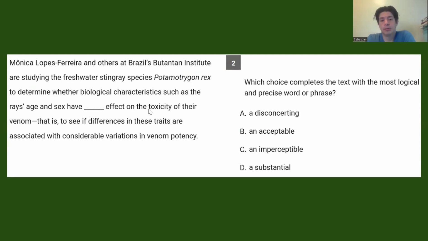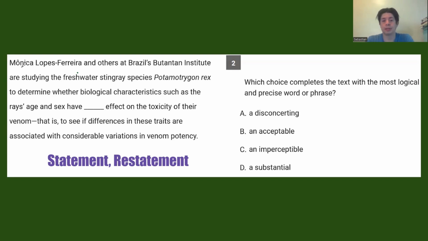Monica Lopez Ferreira and others at Brazil's Butantan Institute are studying the freshwater stingray species Potamotrygon rex to determine whether biological characteristics such as the ray's age and sex have blank effect on the toxicity of their venom. That is, to see if differences in these traits are associated with considerable variations in venom potency. Okay. And which choice best completes this one? So what we'll do here is we have disconcerting, an acceptable, an imperceptible, and a substantial. Okay, so what type of effect does it have, right? And then we have positivity, negativity. This is a restatement too. That'll help you especially.